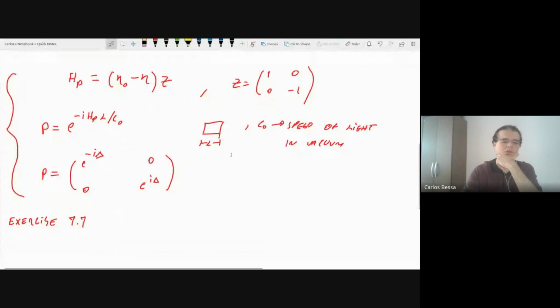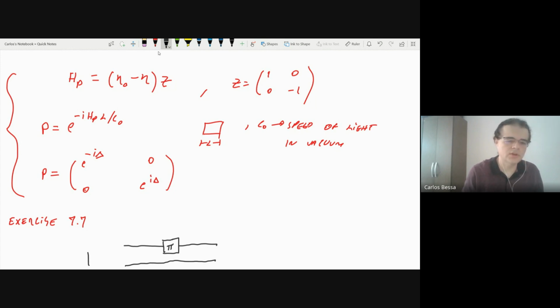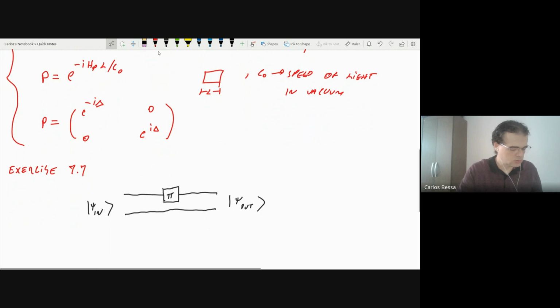Let's do it. He says that in the top wire we have a phase shifter that shifts by pi, and in the bottom wire we have nothing, just the wire. Here he defines psi in and here psi out, the input and the output. In the top I have the state 0,1, and in the bottom the state 1,0 in the dual rail representation.